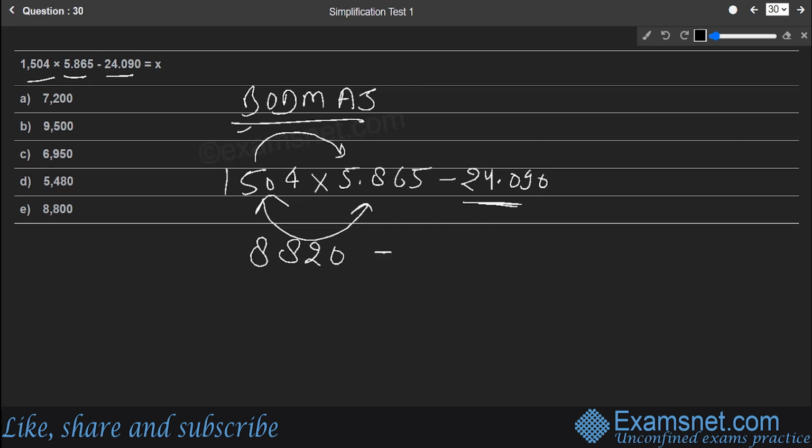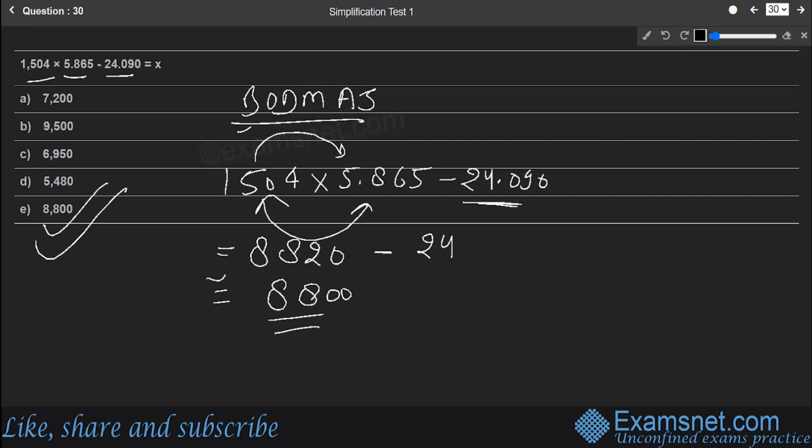Okay, this is an approximate value minus, in place of 24.090 we can just write 24, so that we can get close to the answer. If you solve this further, it is coming close to 8800 only, although it is 8796, but this is approximately equal to 8820 only. So we can take it as 8800. Let's see where it is available. It is available in option number E. So for such type of question, we can ignore the decimals and then solve to make it easily done.